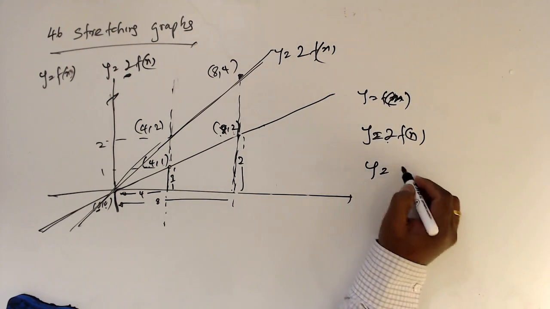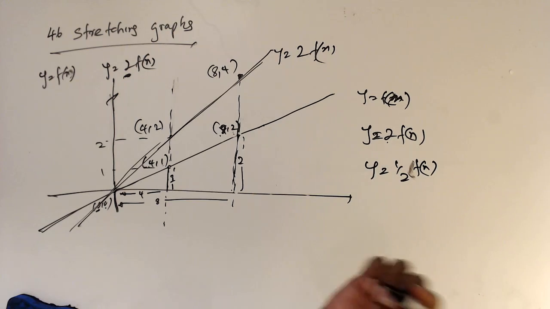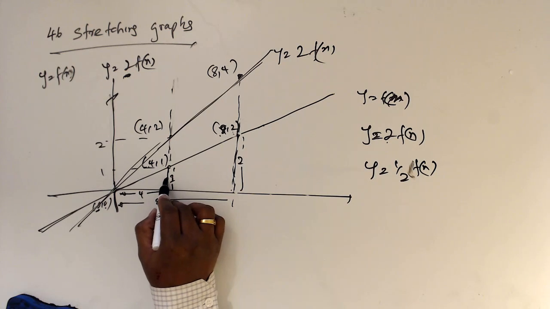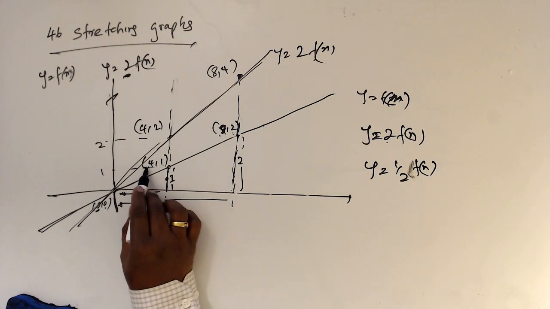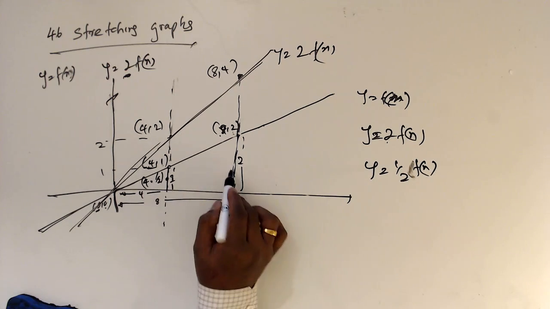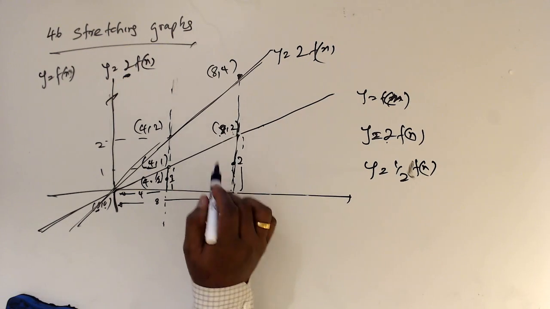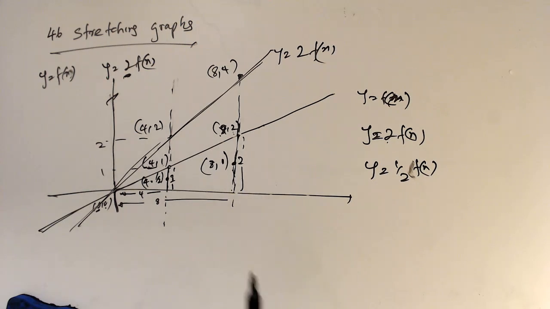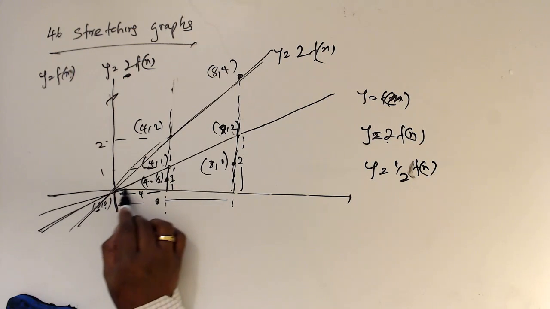Now if I want to make y equal half f(x), what do I need to do? Keep the x value the same and make the y value half. So x is 4, 1 divided by 2, half. X value is 8, 2 divided by 2, 1. So this is the point. So that graph goes like this.